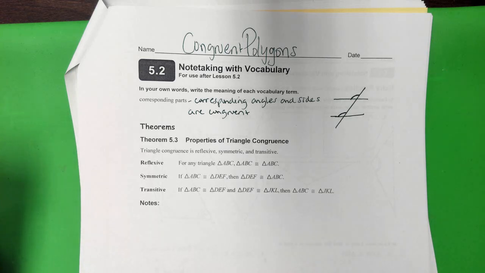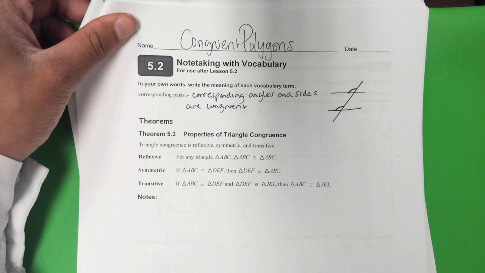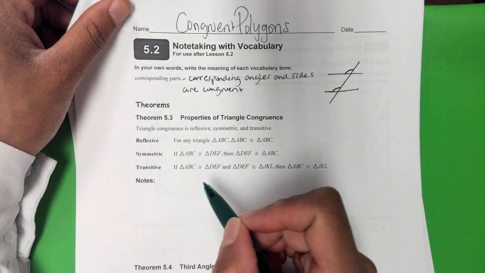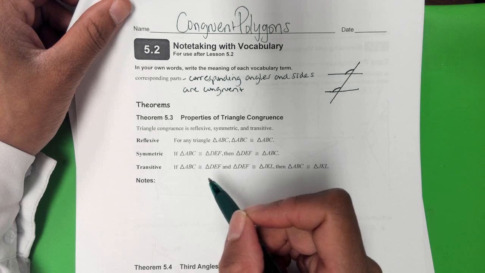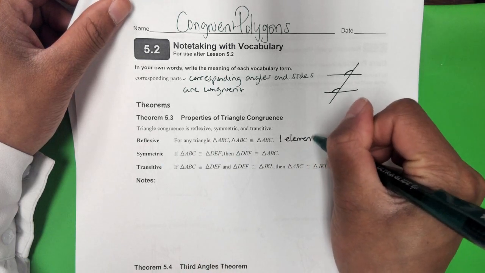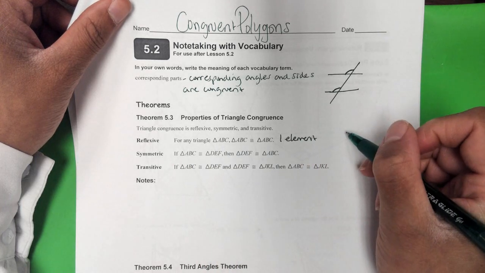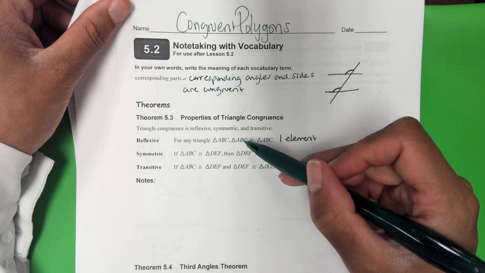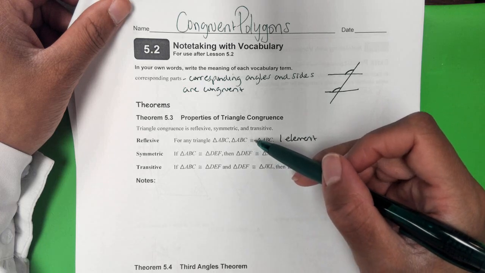Okay? So now we have properties of triangle congruence. And so we kind of talked about reflexive, symmetric, and transitive in our last unit dealing with integers. So reflexive, remember we dealt with one element. So 1 will always equal 1, 2 would always equal 2, and so for this time I have a triangle and it will always be congruent to itself.